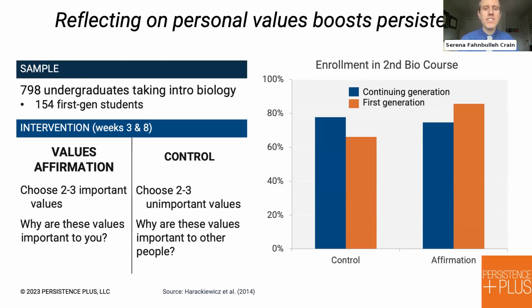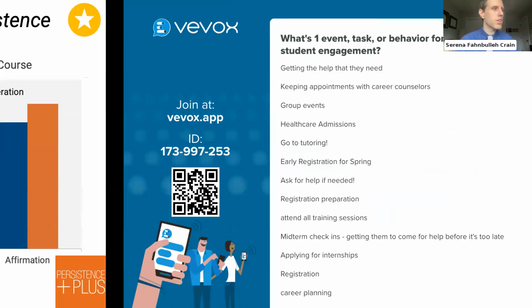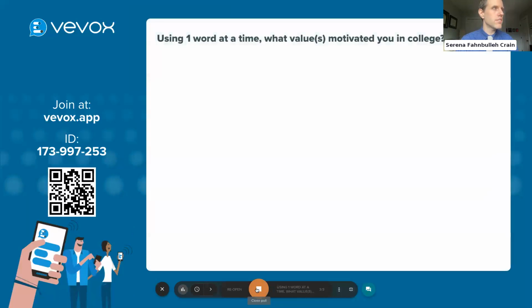I want to turn you back to Vivox for one final time, just to hear from all of you. I'm going to put up the final question here, which is, just using one word at a time, what values motivated you in college? What was your why for being in college? And you can say as many answers as you want, but just put in one word and hit send, and put in one word and hit send. And it's going to make a cool word cloud. So I'd love to hear, what were your motivations that got you into college and got you through college?